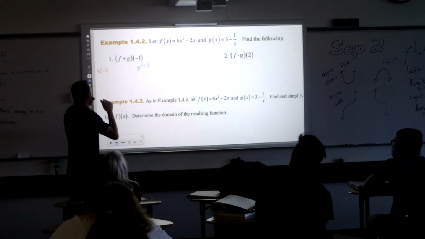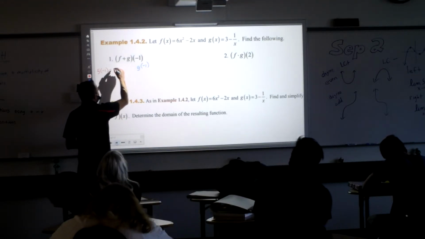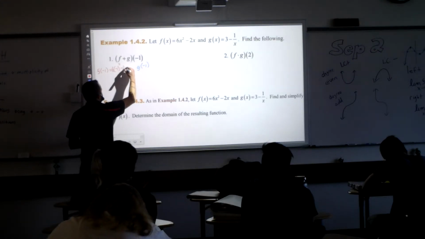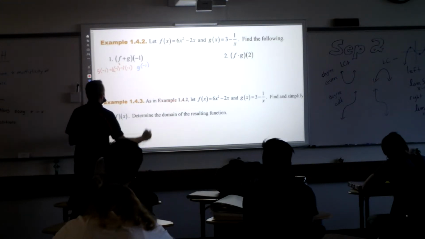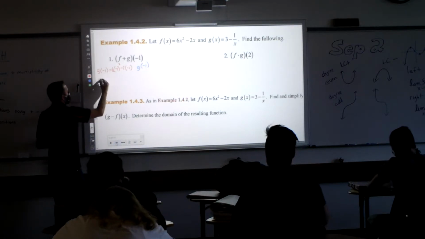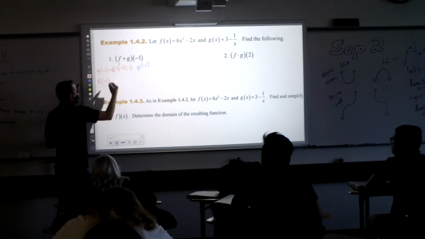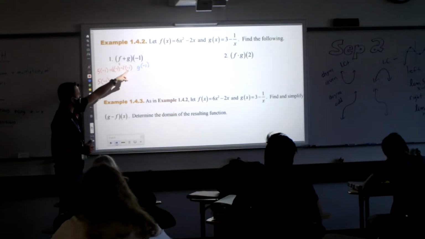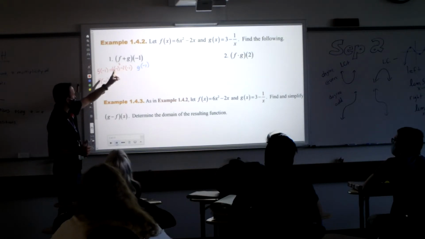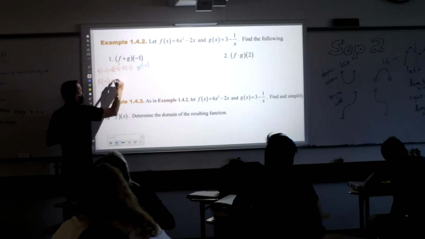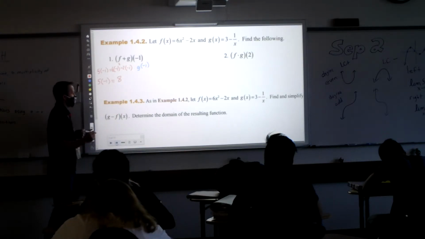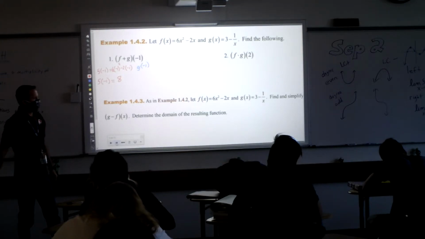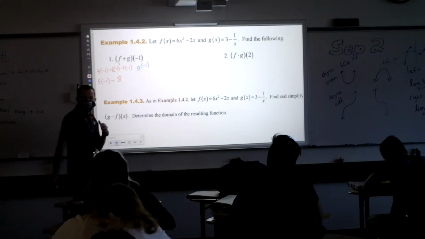All right, f of negative 1, we're going to do 6 times negative 1 squared minus 2 times negative 1. Negative 1 squared is 1, so we get 6. And then negative 2 times negative 1 is 2. So 6 plus 2, this will give us 8.